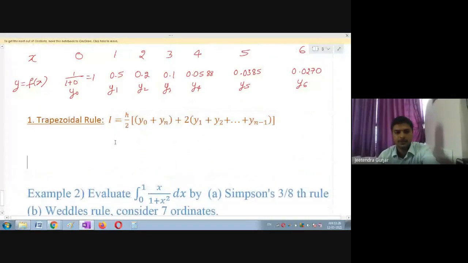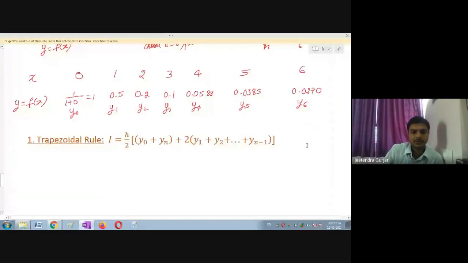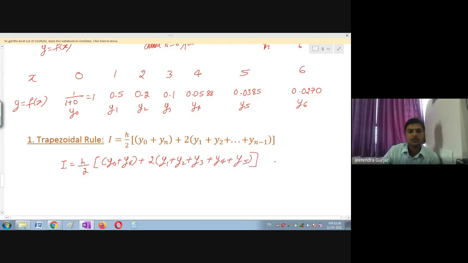I will let you know how these terms will change. Okay, so n is equal to 6 is there. So you should write like this: I is equal to h upon 2, into y0 plus y6 plus 2 times y1 plus y2 plus y3 plus y4 plus y5. You have to write the formula for n is equal to 6. Now you will substitute the values.